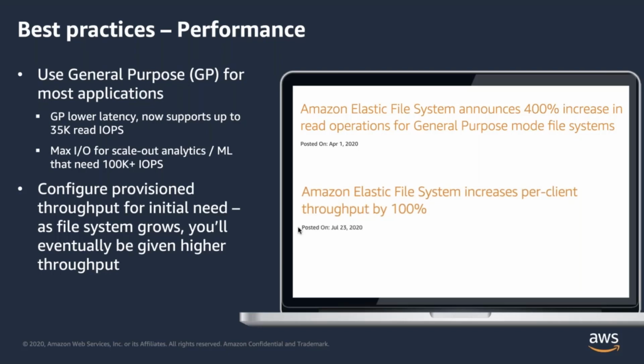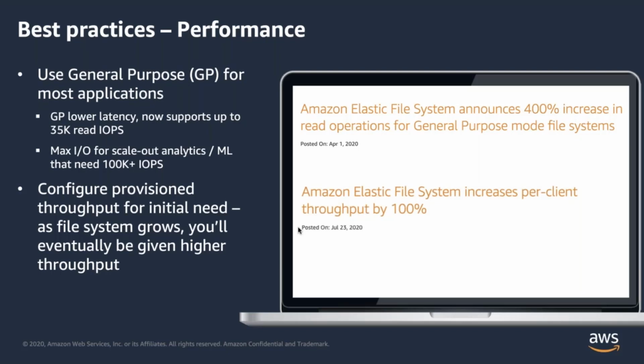Next, configure provisioned throughput to make sure that your file system provides enough throughput for your application to get started. What happens with EFS throughput is, in bursting mode, the throughput of your file system is based on how much data you're currently storing. So if you have a brand new file system with no data, you may not have the throughput that your application needs. You can override that simply by configuring provisioned throughput.